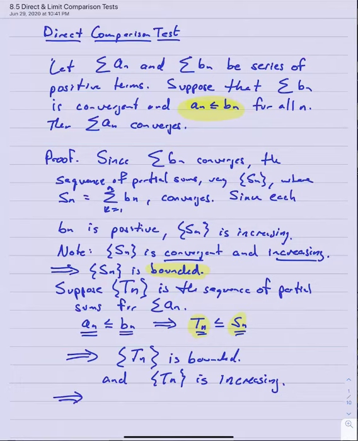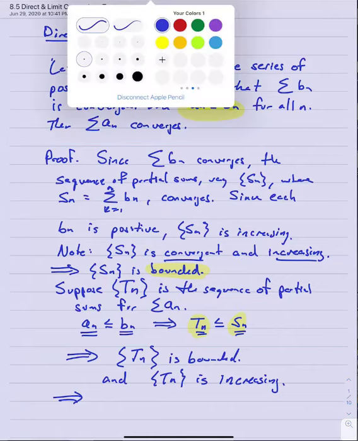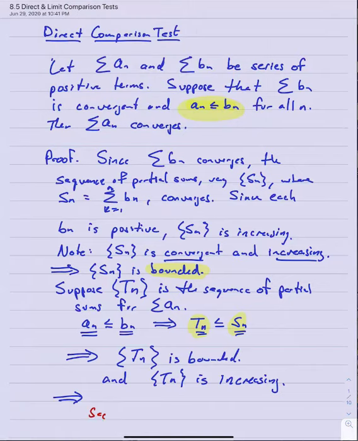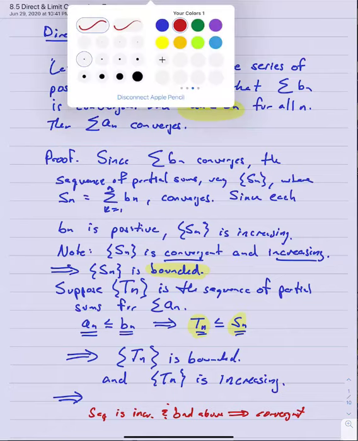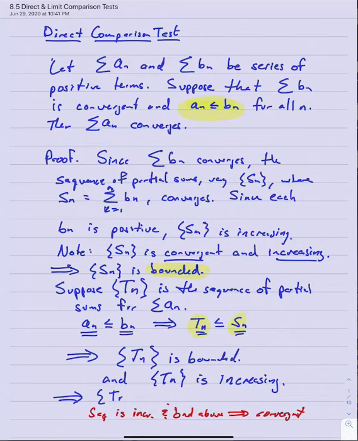Okay, what is the big theorem from section 8.2? It's the other version of this theorem that we quoted above, which is the one that says, and I'll just write this down here to remind you, that if a sequence is increasing and bounded above, then that sequence is convergent. Well, this sequence of partial sums, Tn, is bounded and it's increasing, and it's bounded above. Okay, therefore, I can say that the sequence of partial sums of the a sub n series converges. But that's exactly the same thing as saying the infinite series of the a sub n's converges.